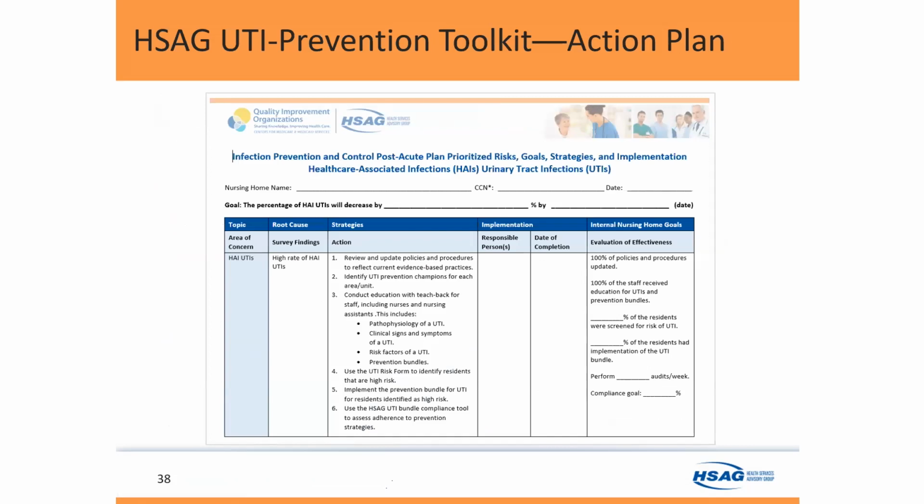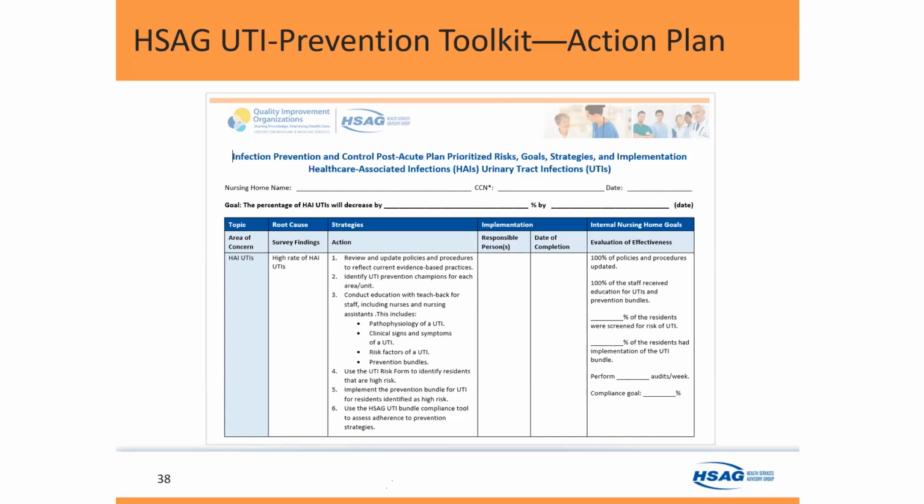So the top part is demographics, where you would enter the nursing home name, CCN, date, goal. Percentage of healthcare associated infection UTIs will decrease by blank % by blank date. I want to remind you, please make sure that when you're choosing these numbers, it's something attainable and not something that's unreachable. So say we want to decrease UTIs by 30%, maybe by the end of the year, or 20% within 90 days. Pick something realistic.